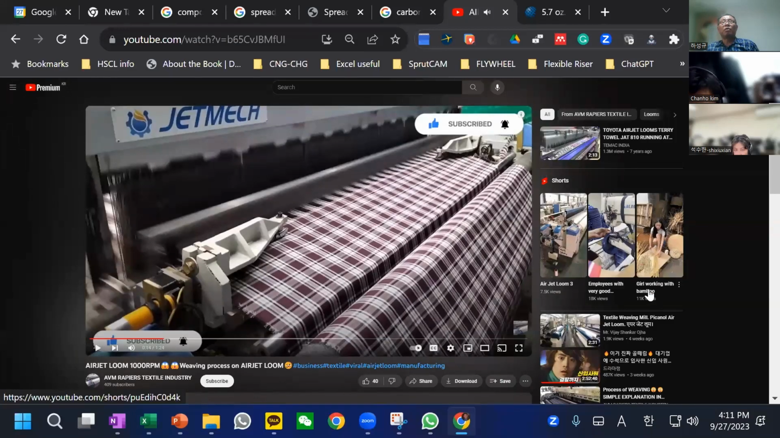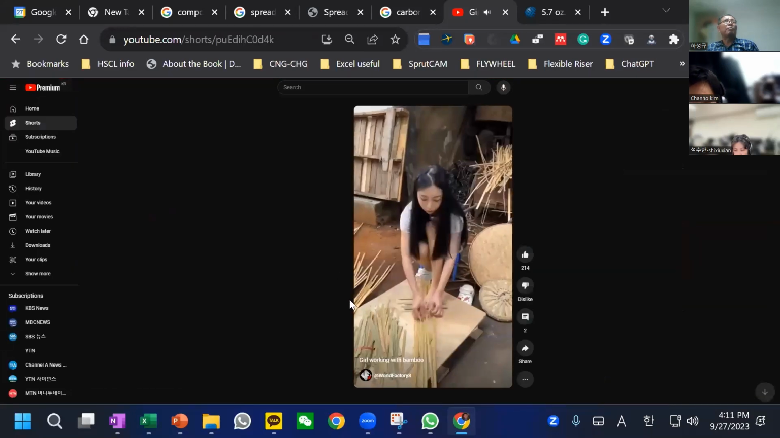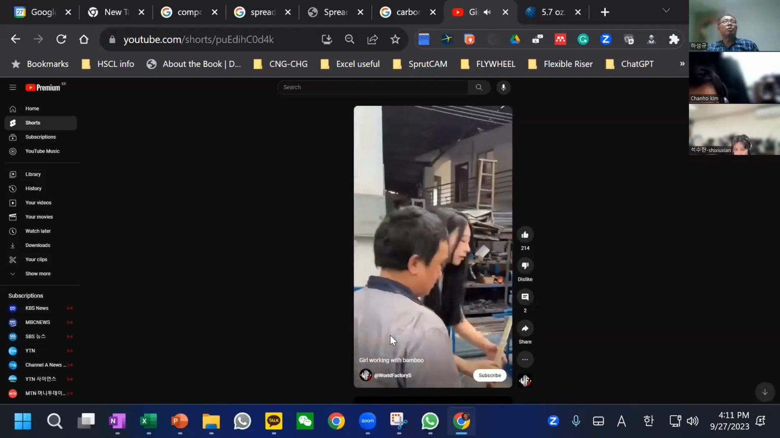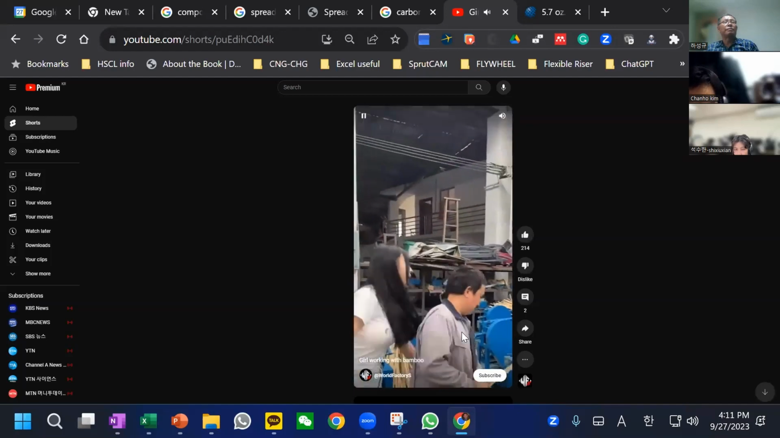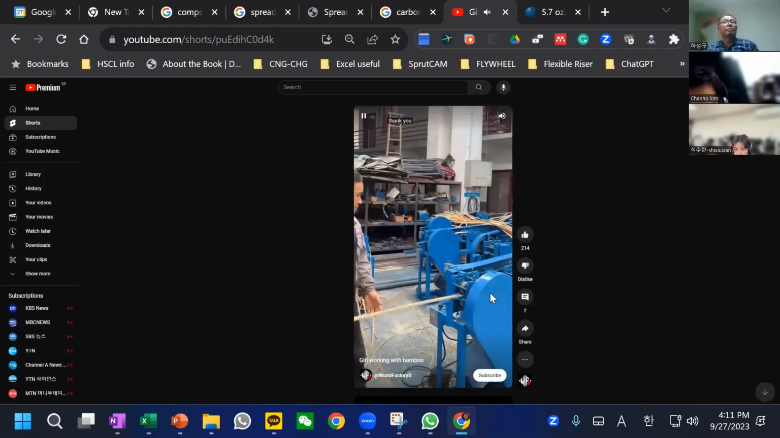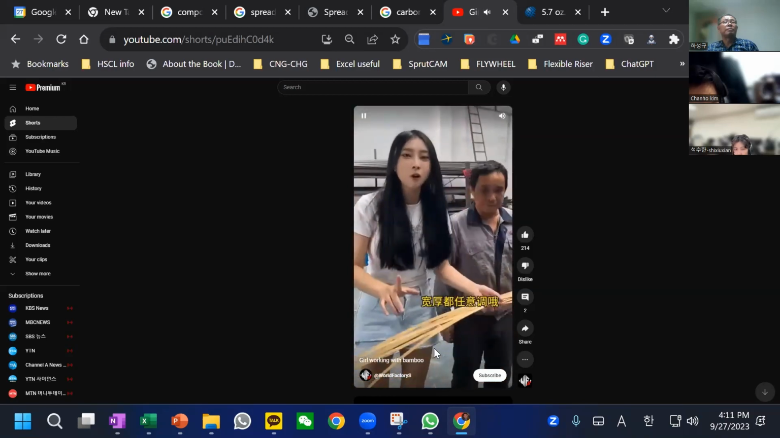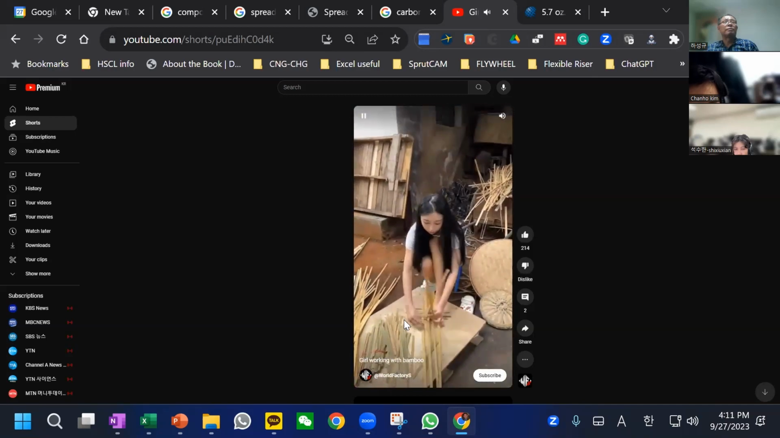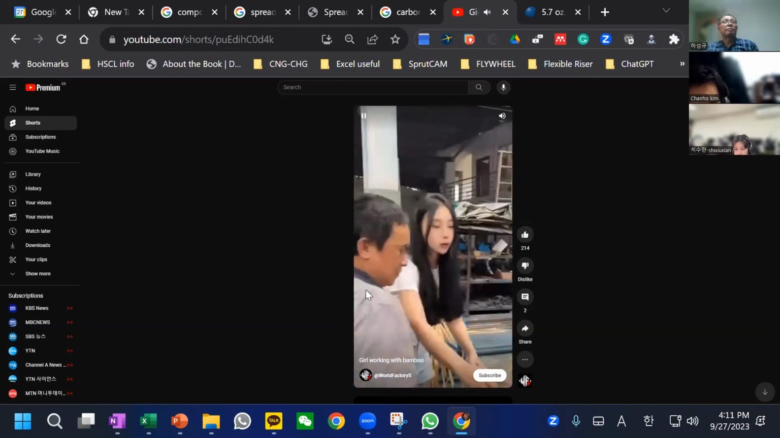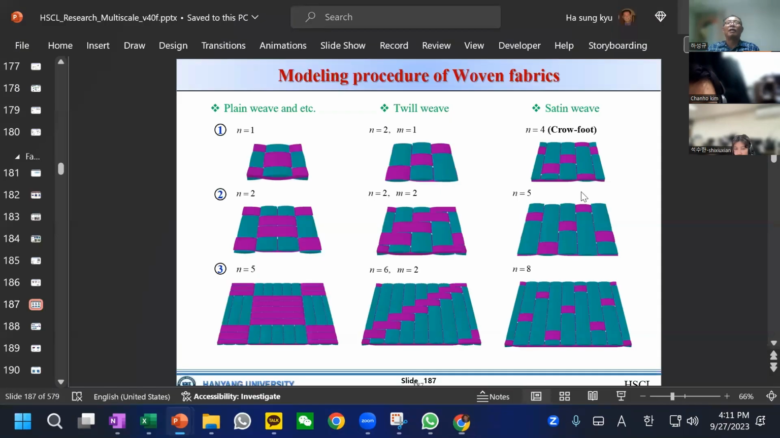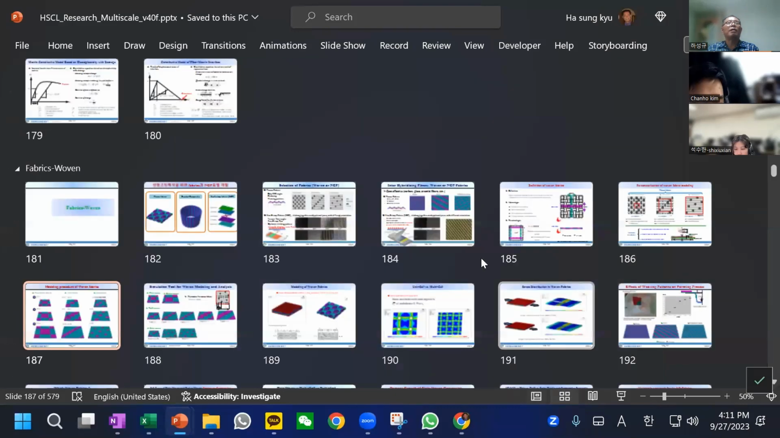Well, I can see a girl weaving with bamboo. This is the same. This is the same. I'm sure that this will be the same one. Well, I cannot say what she says, but you understand. Each toe will be zigzag and then interact and make the fabrics.